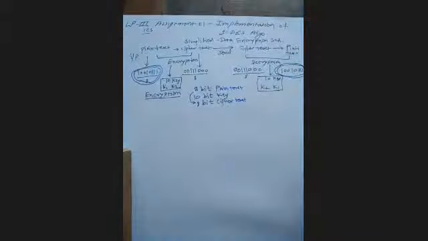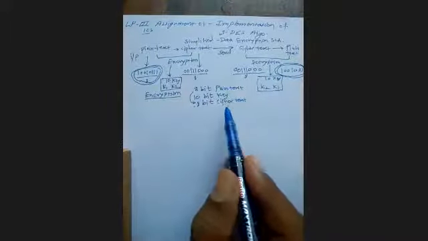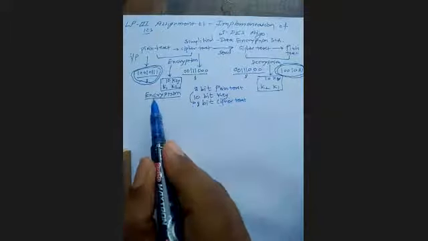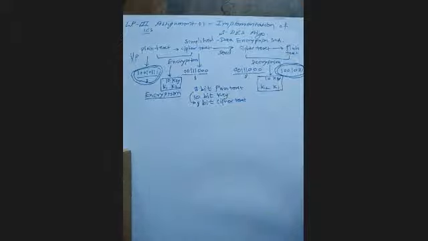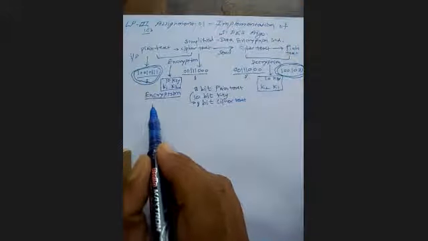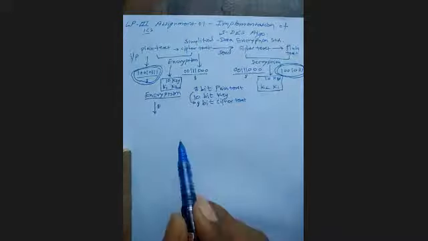Is it? That 8-bit plain text I have converted to the 8-bit ciphertext. So what is the procedure for conversion by using encryption? Just see the procedure. First of all, I have to take one input. This is my input. This is my 8-bit key. So this is my input.